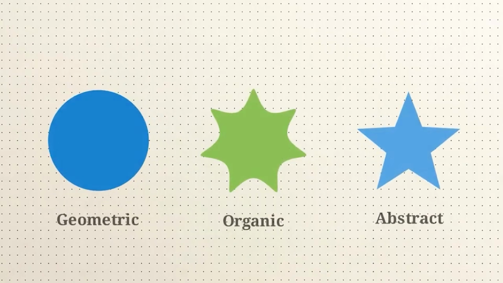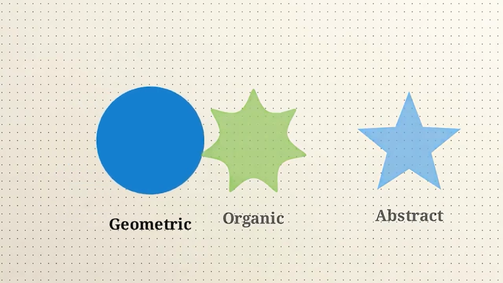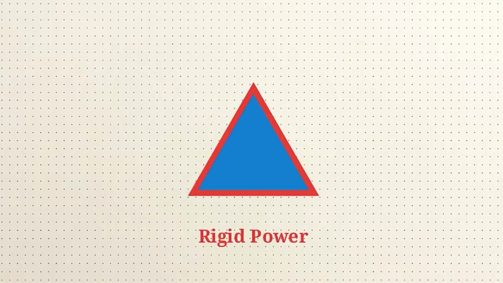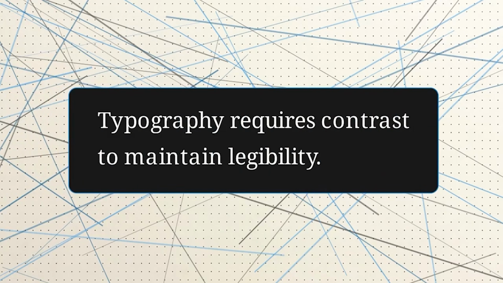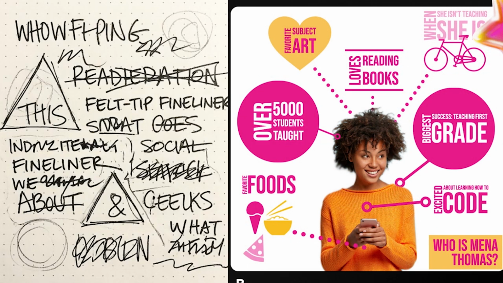To customize templates, you inject psychology using 3 fundamental shape types: geometric, organic, and abstract. Circles naturally suggest harmony, while triangles communicate rigid power. Mechanically, placing solid shapes behind text acts as a visual anchor, making typography instantly readable against busy backgrounds. Applying this shape psychology turns a generic, off-the-shelf layout into a precise visual communication tool.